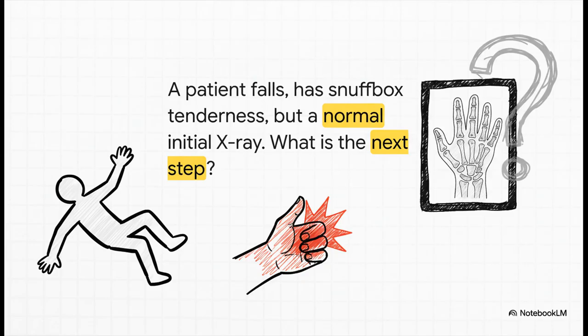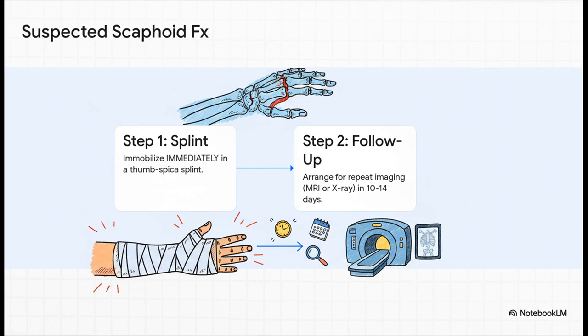A patient takes a fall, lands hard on their outstretched hand, the classic FOOSH. You examine them, and they're tender right in that little divot at the base of their thumb, the anatomical snuffbox. You get an X-ray, and it looks totally normal. So what's the move? Be careful, this is a classic exam trap. The one and only correct answer is this. You treat it like it's broken.